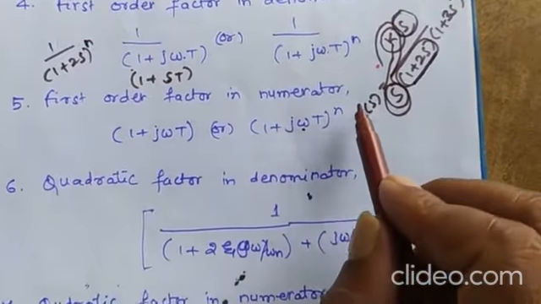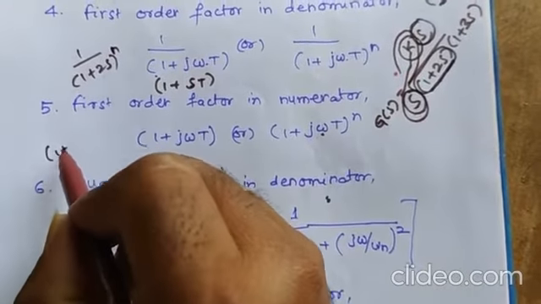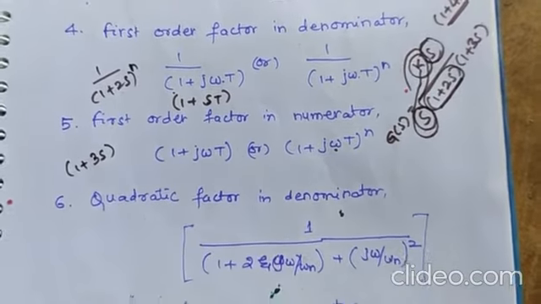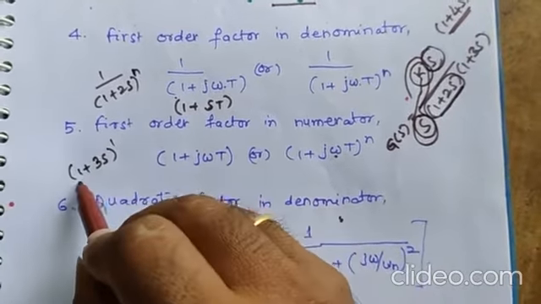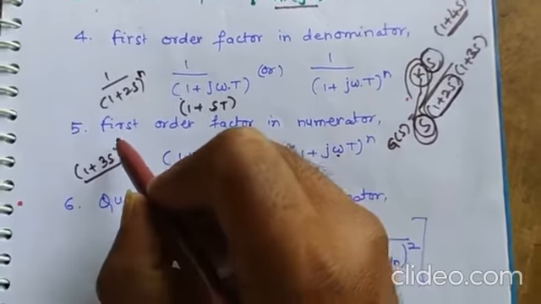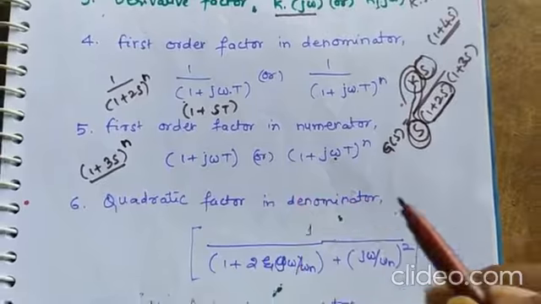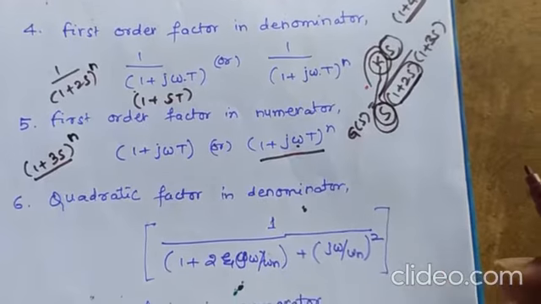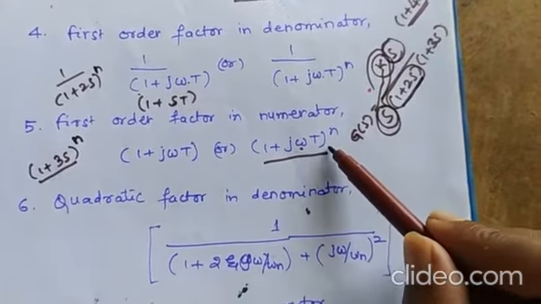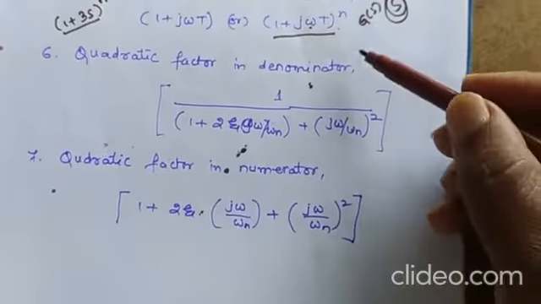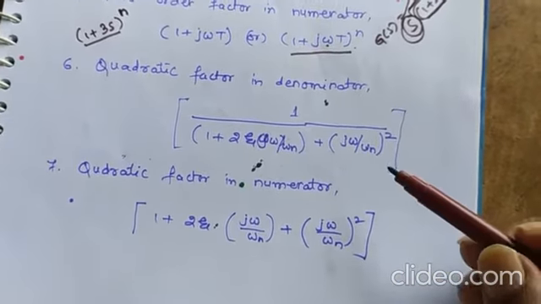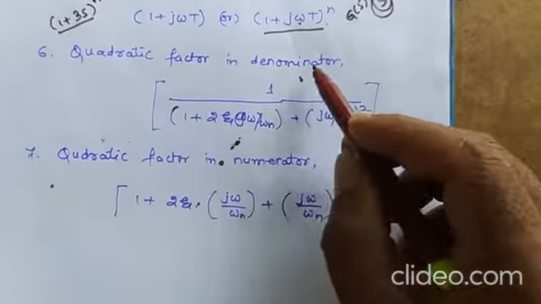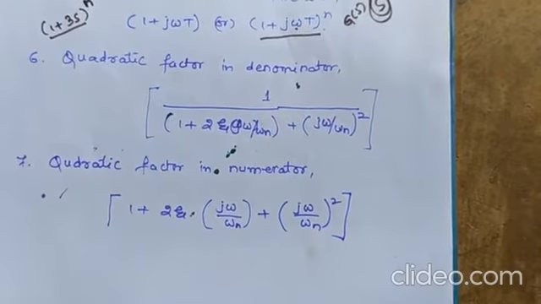Next is the first order factor in the numerator, for suppose like (1 + 3s), where the power is 1. It is the first order in the numerator, or n can be any number, making it nth order in the numerator. Again, there is the second order system, a standard form with a quadratic factor in the denominator and a quadratic factor in the numerator.